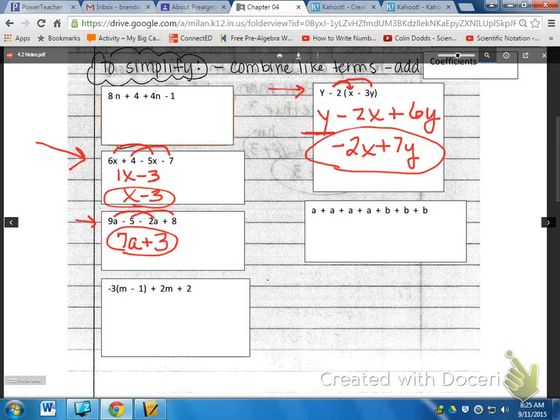Okay. Just for the sake of sticking with distributive property, I'm going to go down to this one now. Negative 3 times the quantity m minus 1 plus 2m plus 2. So, does somebody want to try this one now after we just did Trayton? So let's distribute first. And then negative 3 times negative 1.